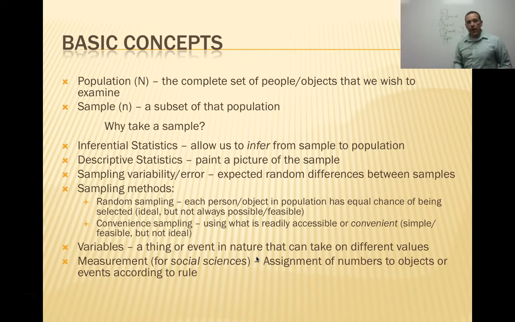Okay? The last thing I want you to be familiar with as far as basic concepts goes is the idea of measurement, at least for the social sciences. And basically this is the assignment of numbers to objects or events according to some rule. If we talk about gender, we can, quote, measure gender for research purposes by creating a rule and assigning numbers based on that rule. So for instance, I can create a rule and say all males are coded 0, all females are coded 1. As long as then I code all males 0 and all females 1, I am, for the sake of social sciences, conducting measurement.